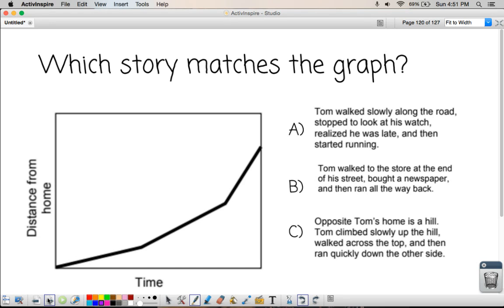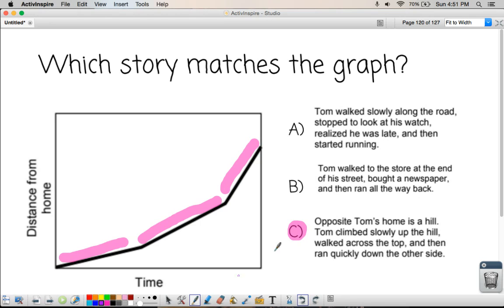Tom walked slowly along the road, stopped to look at his watch, realized he was running late, and started running. Tom walked to the store at the end of his street, bought a newspaper, and then ran all the way back. Opposite Tom's home is a hill. Tom slowly climbed up the hill and walked across the top, and then ran quickly down the other side. So what's happening in this graph is we have an increase, but a slow increase. Then we have a faster increase, and then an even faster increase in distance. The one that matches up here is C.